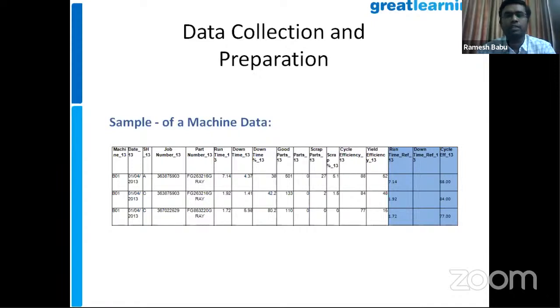After we do data collection, data preparation and cleaning, then we do data exploration, wherein you will make sense of the data.